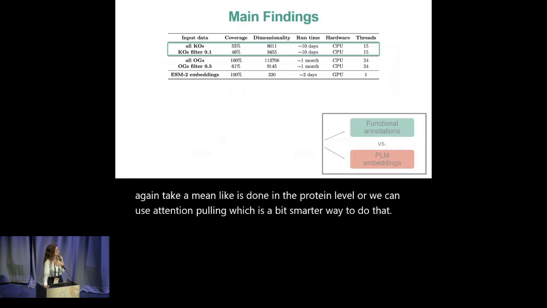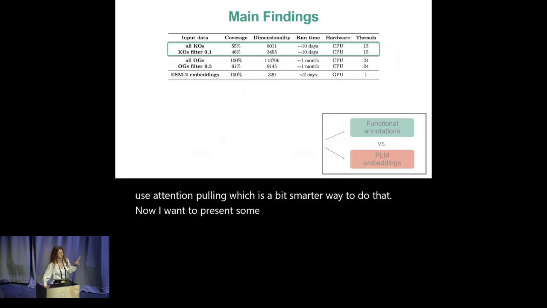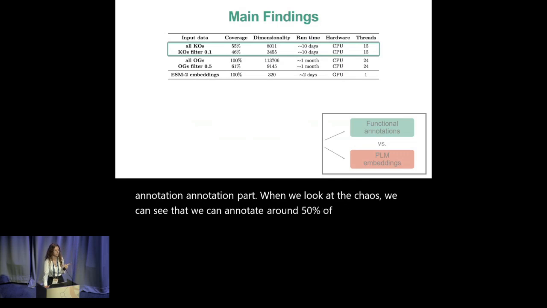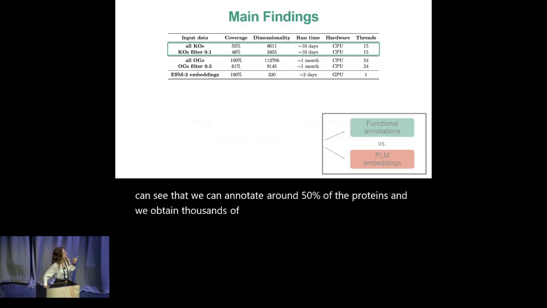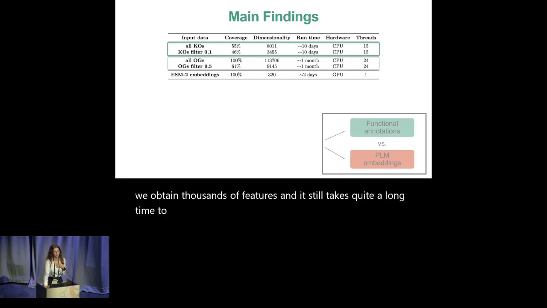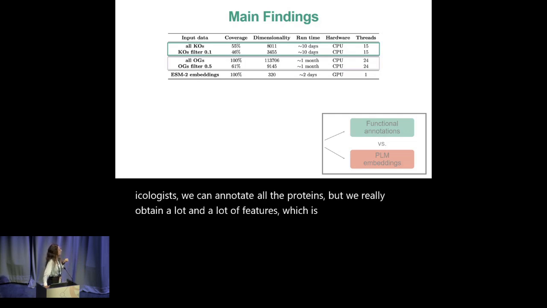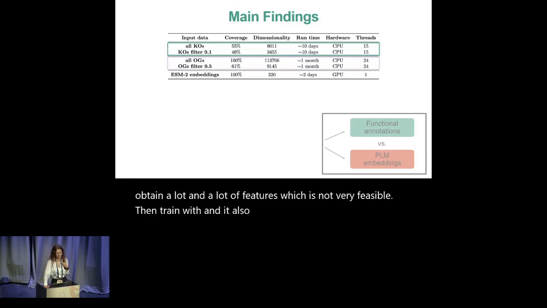Now I want to present some results. So this is for the annotation part. When we look at the KEGG, so KOs, we can see that we can annotate around 50% of the proteins, and we obtain thousands of features, and it still takes quite a long time to run. When we look at the protein families, which I call OGs, we can annotate all the proteins, but we really obtain a lot of features, which is not very feasible to then train with, and it also takes an insane amount of time to run.